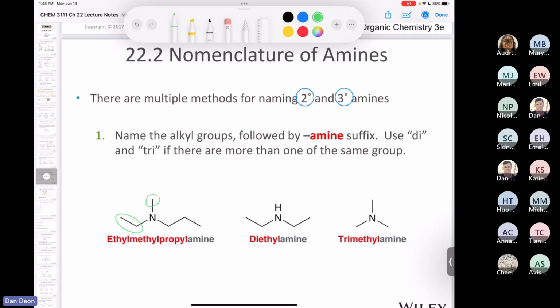I know everybody knows what a methyl group is, and I know everybody knows what a propyl group is. So you list them in alphabetical order, from A to Z, and so you have ethyl methyl propyl, EMP, ethylmethylpropylamine. If you have two of the same group, this is an ethyl, this is an ethyl, so you use diethylamine.